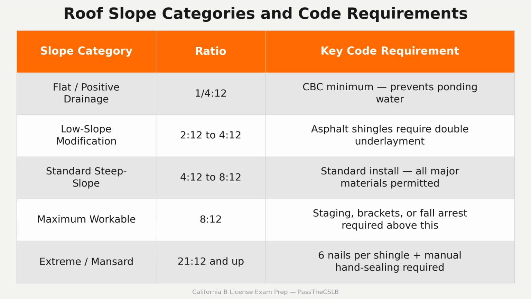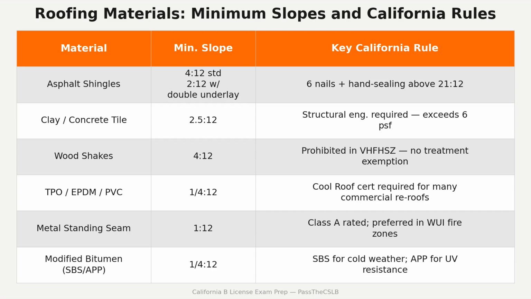The code response is 2 requirements working together: 6 nails per shingle instead of the standard 4, and manual hand sealing. A contractor or laborer pressing a quarter-size dab of asphalt cement behind every single shingle tab by hand. You are substituting labor for what gravity does for free on a normal slope. Skip either requirement on a mansard roof, and you have a documented failure waiting for a storm.